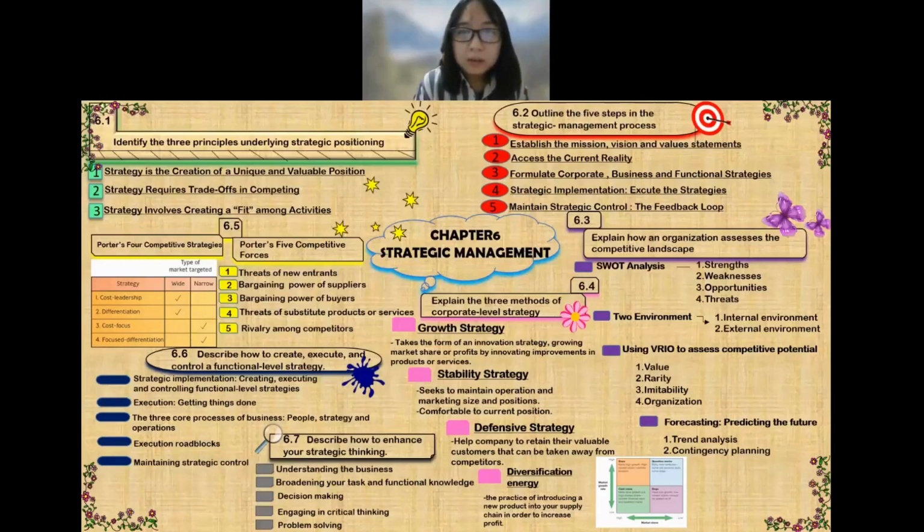Good morning. My name is Oi Xingyi, and today I would like to present how to create, execute, and control a functional level strategy and how to enhance your strategy thinking. First is the strategy implementation. Inside the strategy implementation are creating, executing, and controlling functional level strategies.